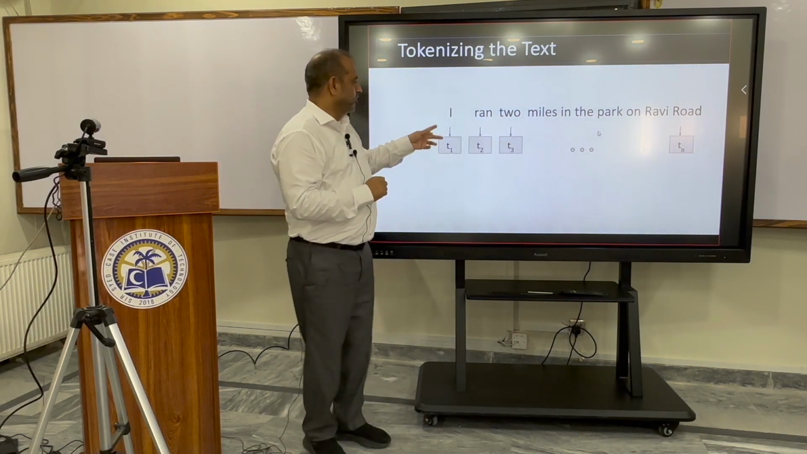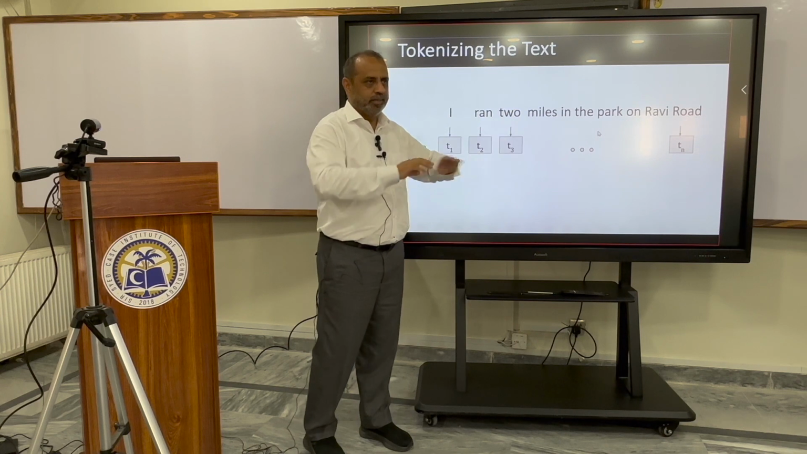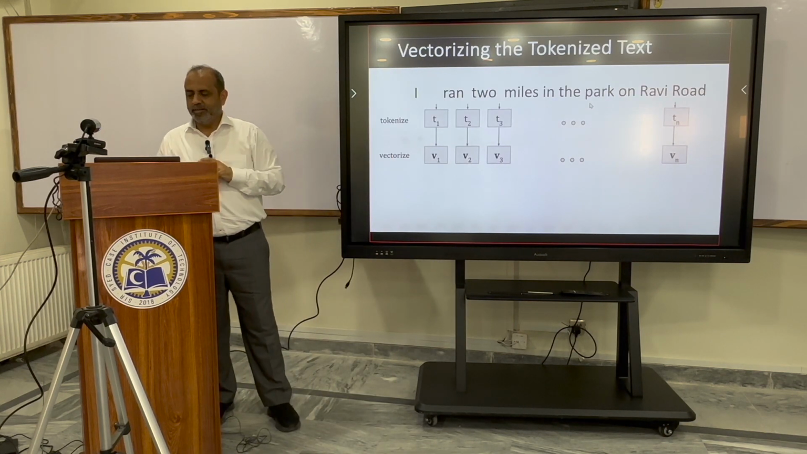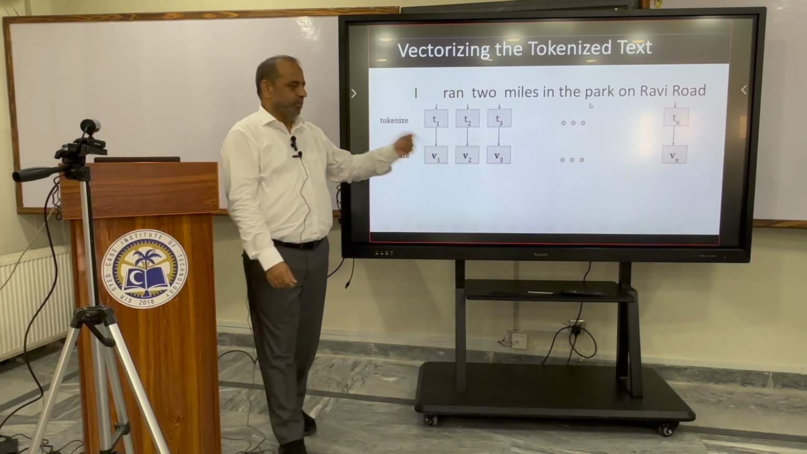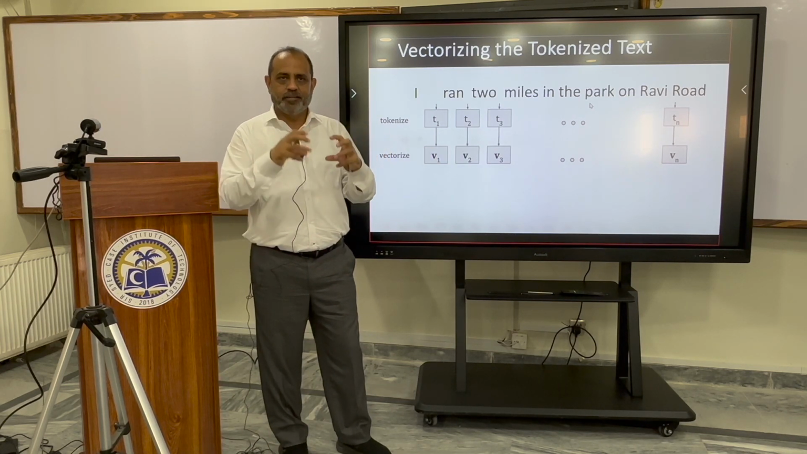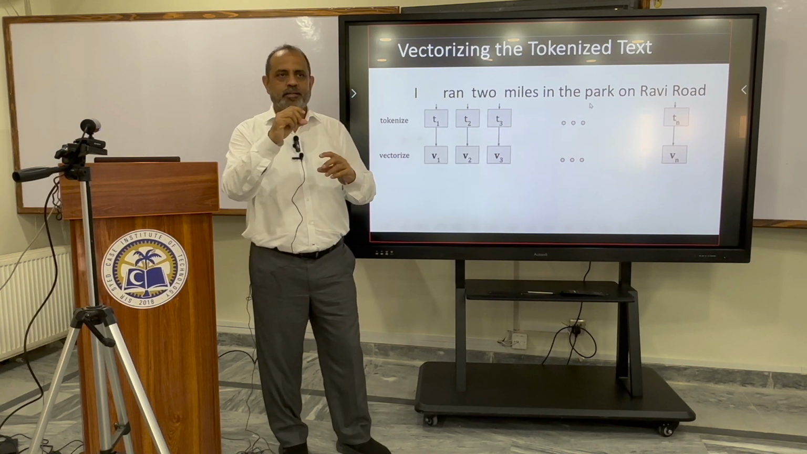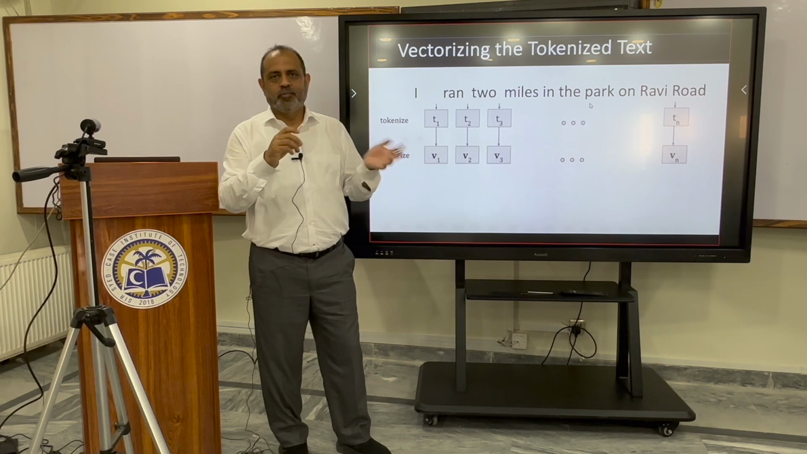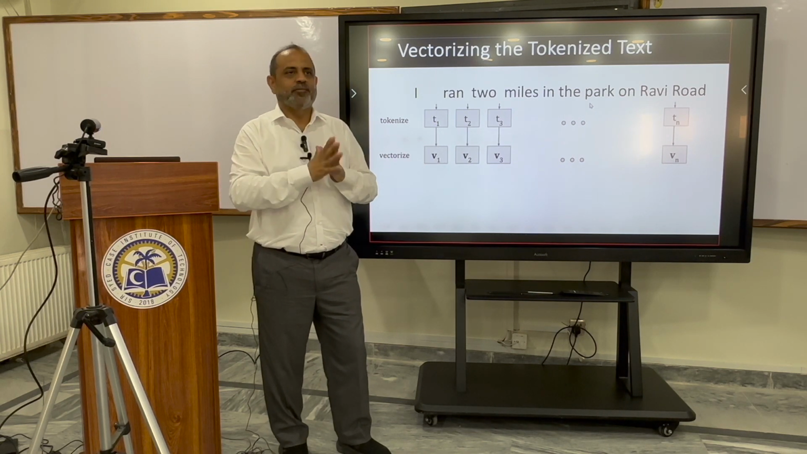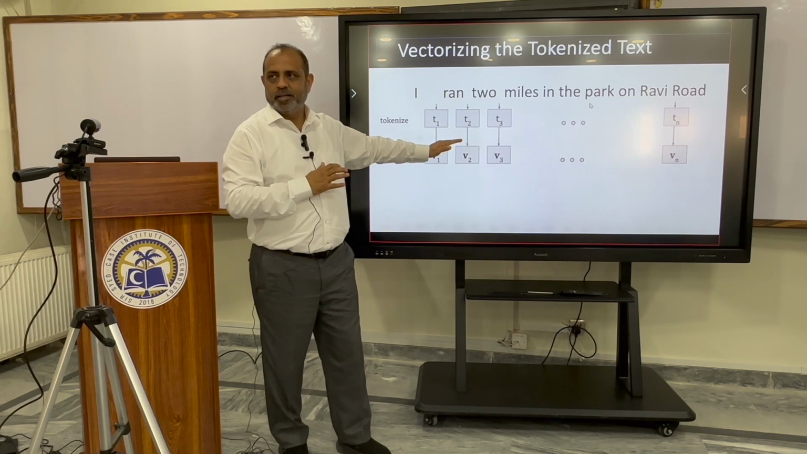A token just means a word, like I, ran, 2. So you separate each word. This is the first thing you do, and then you convert them into vectors. There are already developed utilities which will take your word and convert it into a vector. And this is where the magic of the large language model is: the way it converts a word into a vector.